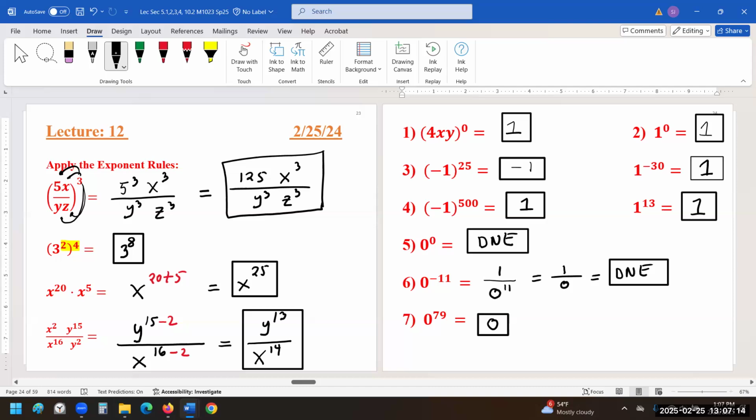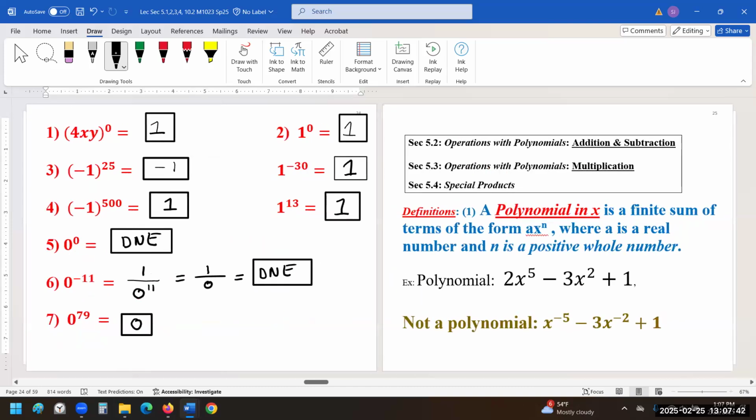Anything to the 0 power, as long as the base is not 0, the answer is always 1. So that's why we had a rule before: anything not 0 to the power 0 is 1. Only when 0 gets the power 0, we have no idea what that is. Any other question? Okay, so these are the rules we learned previously. In our next class, we are going to learn more rules.